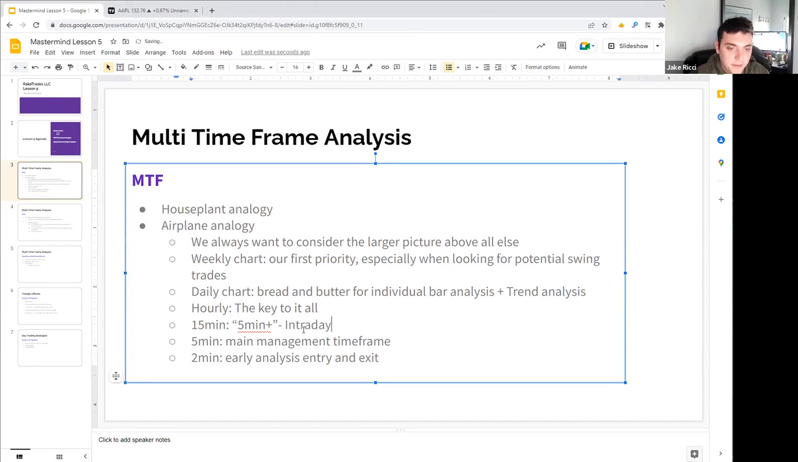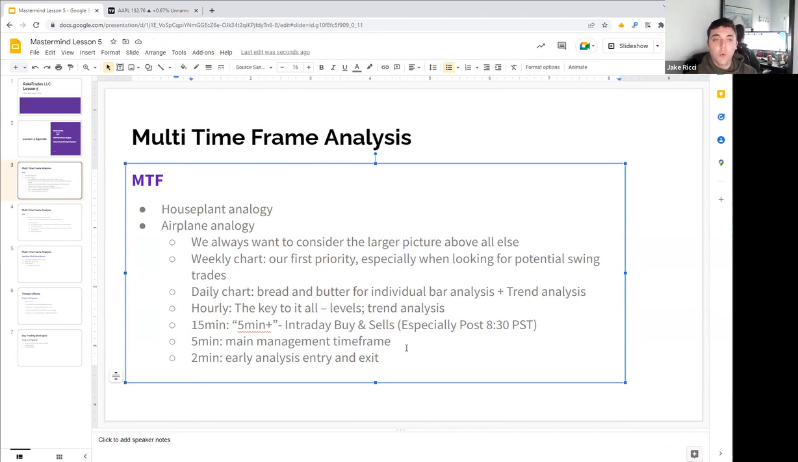This is for intraday buys and sells, T2 levels, trend analysis. So, right, the weekly is our first priority, especially looking at swing trades. The daily chart is our bread and butter for individual bar analysis and trend analysis. The hourly is our key to it all for levels and trend analysis. 15-minute is our 5-minute plus. We look for intraday buys and sells, and I'm going to put in parentheses there, especially post 8:30 PST. 5-minute is our main management time frame, and the 2-minute is for our early analysis, entry and exit.